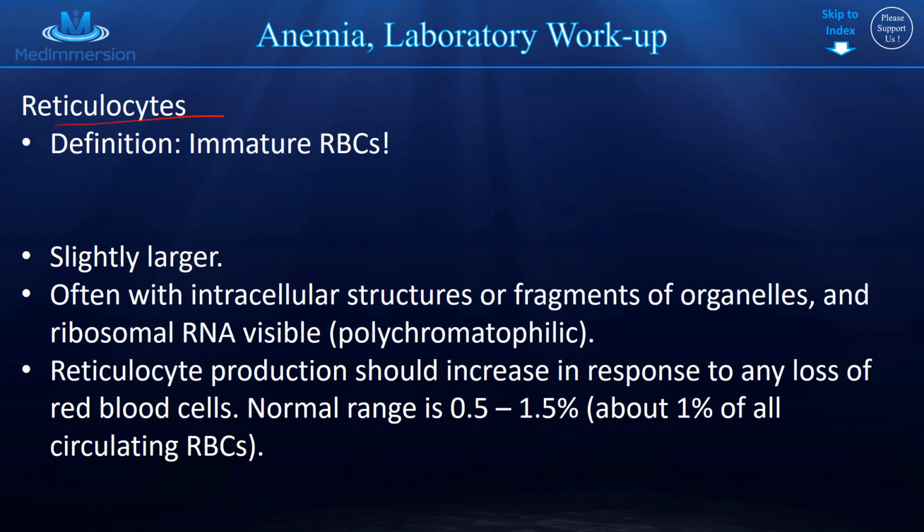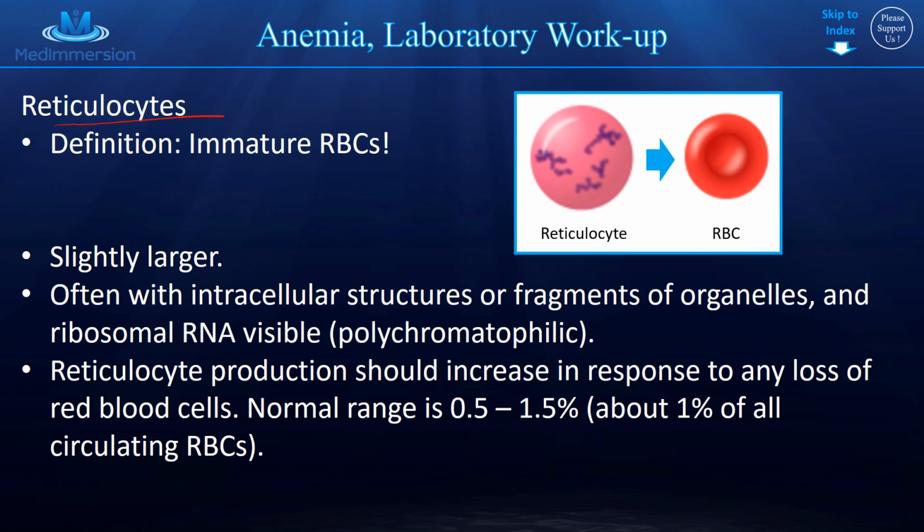Under the microscope, you can tell the difference between a reticulocyte or an immature red blood cell because they are slightly larger than their more mature elder brothers or sisters. And also they have some intracellular structures or fragments of ribosomal RNA still visible inside them. This is called polychromasia. Make sense so far?